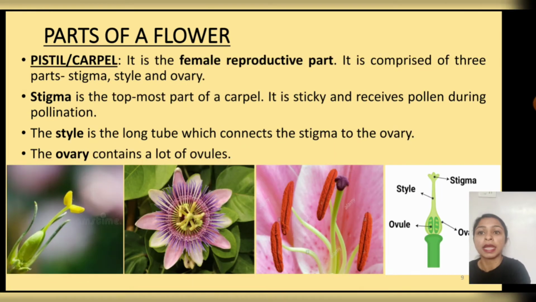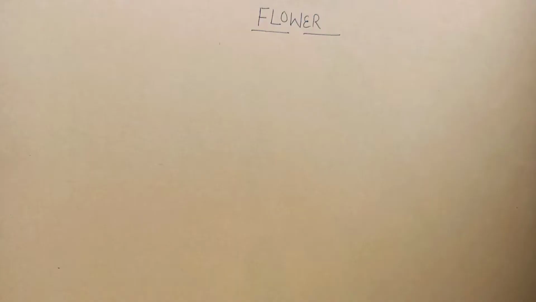Then comes your pistil. Pistil is the female reproductive part. It comprises three parts: stigma, style and ovary. Stigma is the topmost and sticky part, then style is the long tube-like structure, and ovary contains ovules. Without wasting time, let's move to the dissection part.